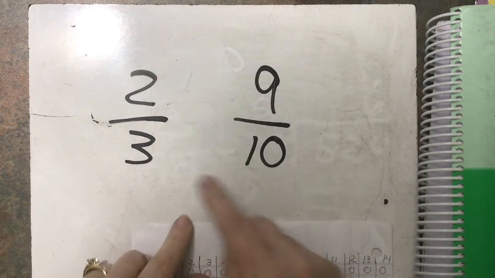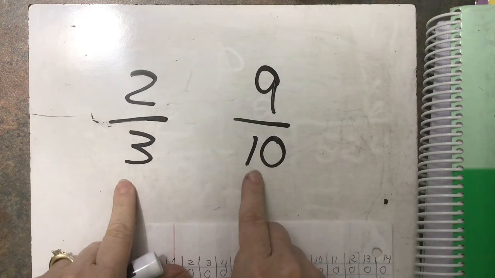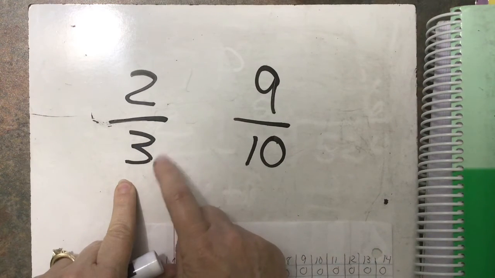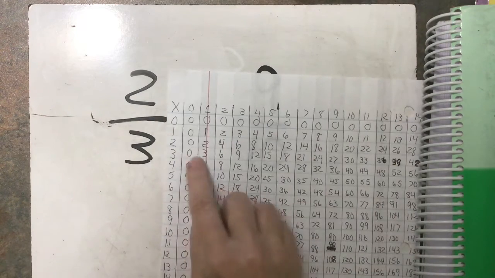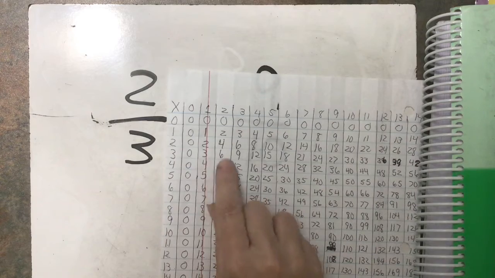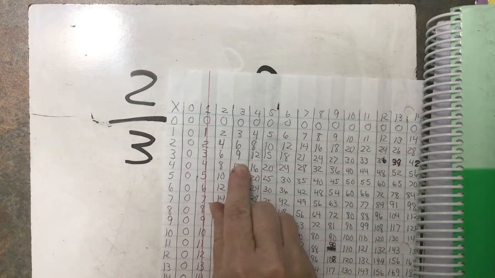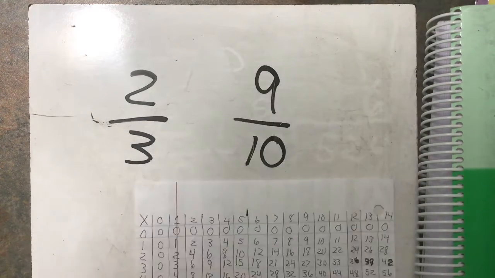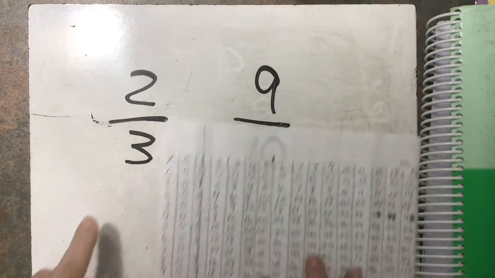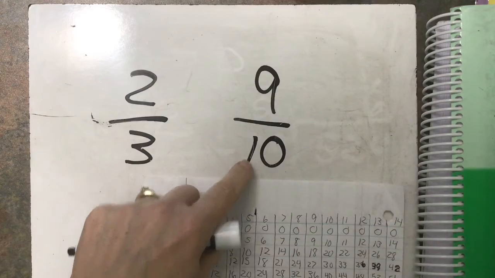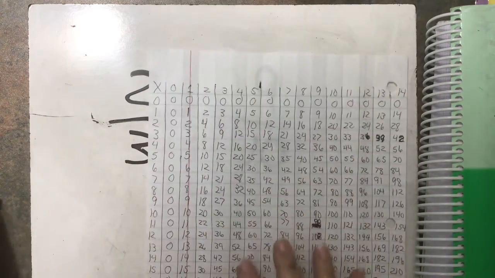Normally, we would try to change the thirds to be tenths. You always want to go with the smaller number and try to change it into the bigger number. Well, if I look on row 3, I can't do that. 10 is not a multiple of 3, so that is not going to work. So that means that we're going to have to change both of them. So we look on row 3 and row 10 and find something that they have in common.